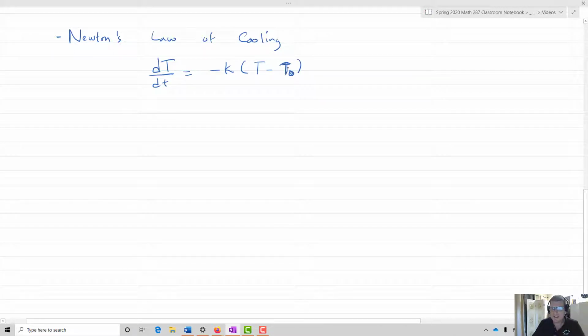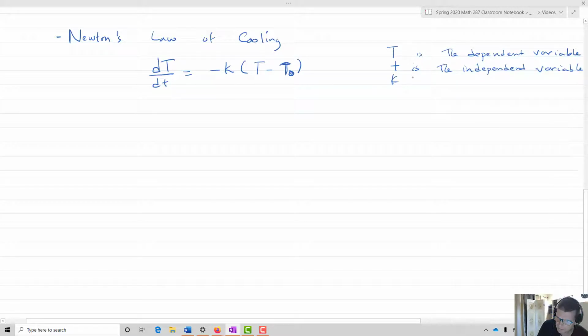There are some things to notice about this particular differential equation. One, big T is the dependent variable. It's the top variable, so T is the dependent variable. Little t is the independent variable. k is the rate of cooling for the particular liquid, and it is constant in our case. And T naught is the initial temperature of the bath.